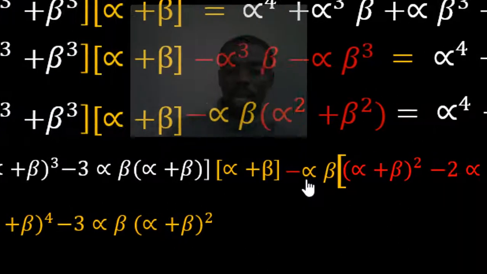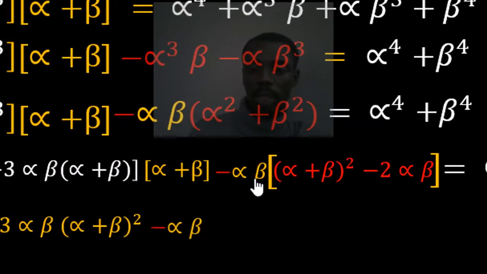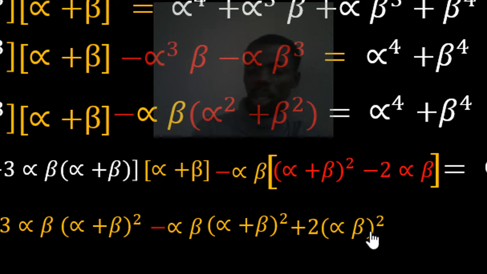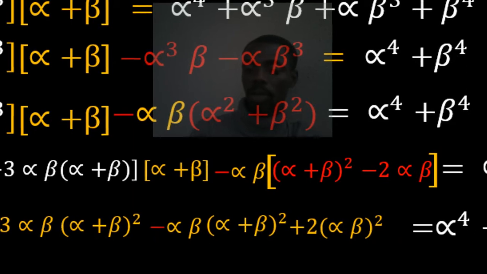So this is now minus alpha beta multiplying the square brackets. So I'm going to be having alpha beta open bracket alpha plus beta all squared. Now this minus alpha beta multiplying minus 2 alpha beta. That's going to be a positive 2 alpha beta square. Of course, negative multiplying negative will give a positive sign. Is 2, and this is alpha beta multiplying alpha beta. That's alpha beta squared equals alpha raised to the power of 4 plus beta raised to the power of 4.